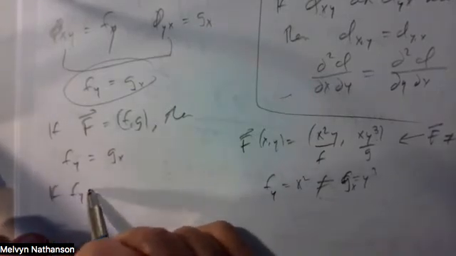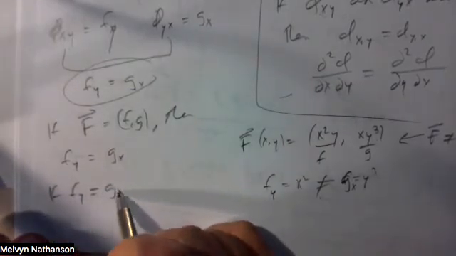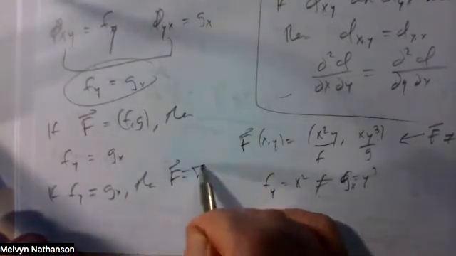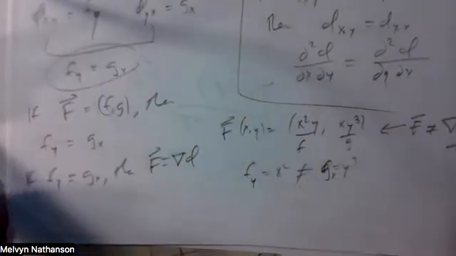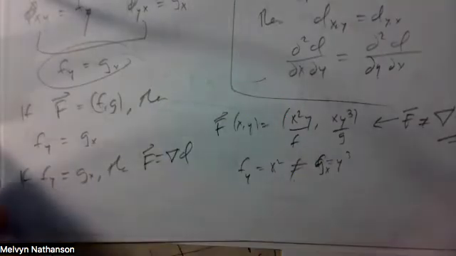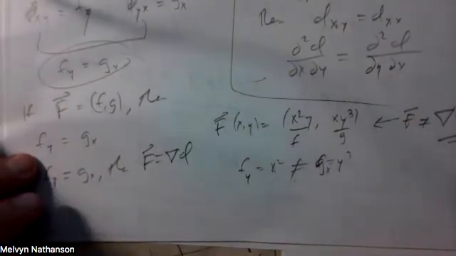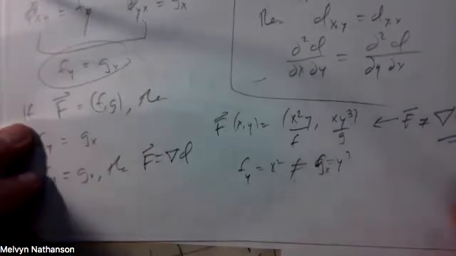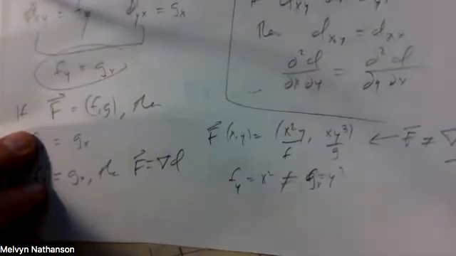If the partial of f with respect to y equals the partial of g with respect to x, then F is the gradient of a scalar field. And let's see how we can find that. Let's take an example.